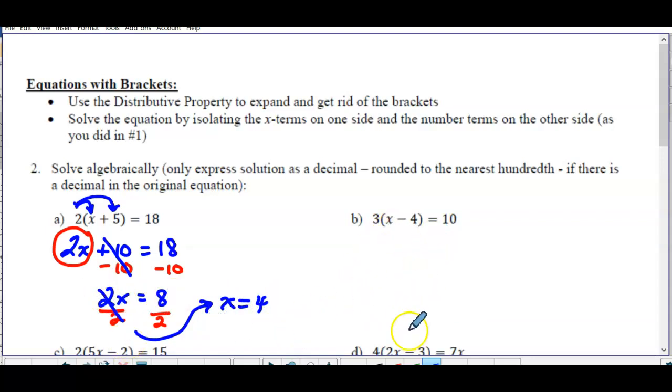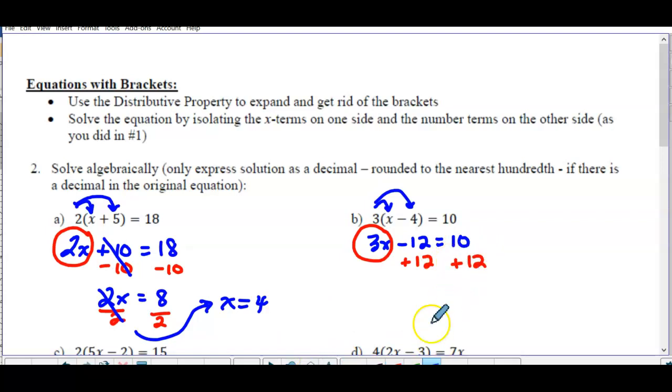Okay, next one, expand the bracket. So both terms, don't forget about the second term. Then I want to get x term by itself, so I've got to add 12. Oops, not an equal. I want to add 12 to both sides. That goes to 0, so I get 3x equals 22.